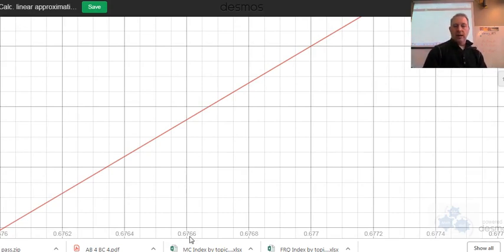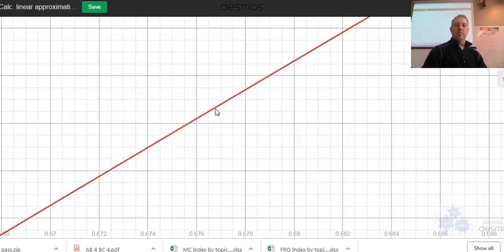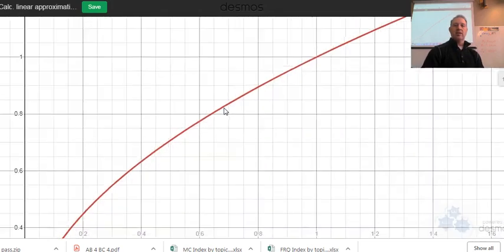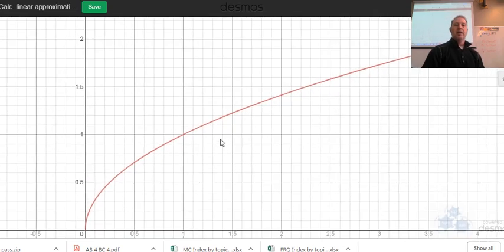Look at how far I'm in here: 0.6766, 0.6768. So we're talking about a 10,000th of a unit, from here to here. So this is really, really straight looking. Even though if I zoom back out, and I keep going back out, watch the corners of the screen, and you'll see that they start to bend in. So clearly this is a curved graph. But as I zoom in, it becomes like a straight line.